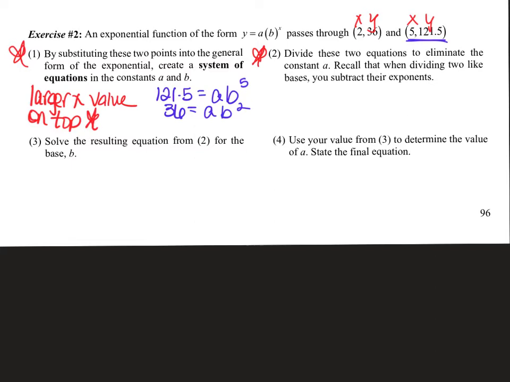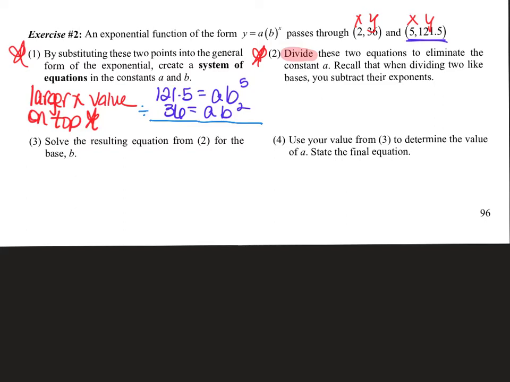So step number 2 here is part of the directions as well. It says divide these 2 equations to eliminate constant a. So I'm going to highlight the word divide because that's very important. Recall that when dividing 2 like bases, you subtract their exponents. Okay, so I am going to just kind of draw a line here, and I'm going to show my little division sign. And I'm going to divide each thing there.